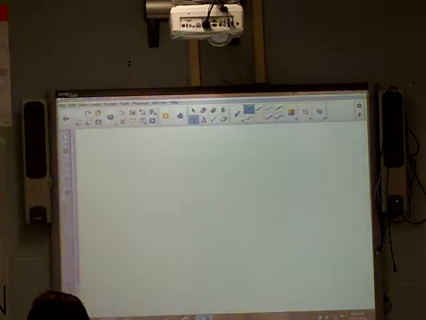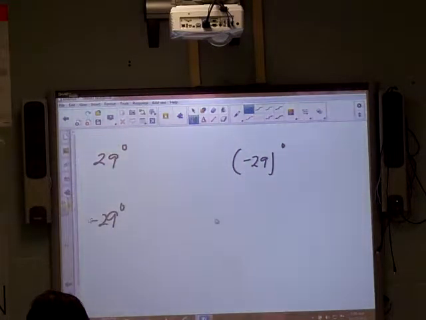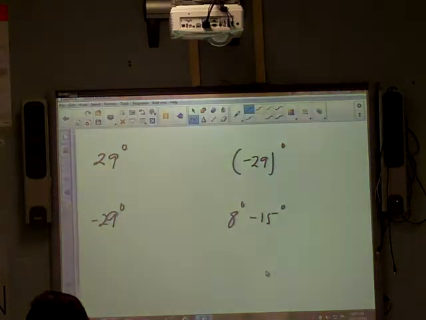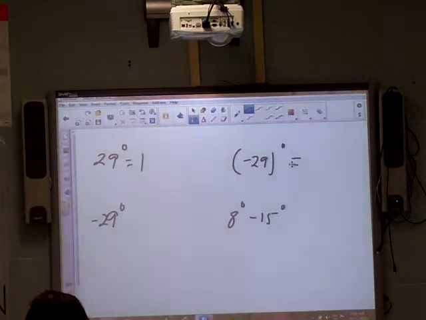Okay? Now I've got, alright, I got 4 zero exponents for you there. On the first one, what's 29 to the 0? 1. This one, negative 29 to the 0. 1. Now what's different in the way that one and the next one's written is where that negative comes into play. This one that we just did, you were correct, is 1.